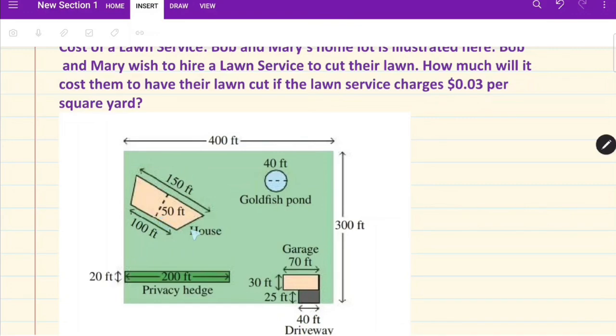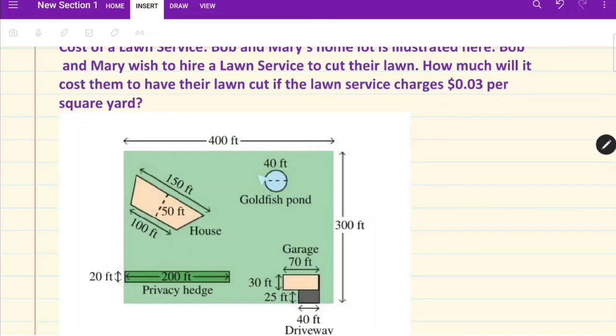First of all is the house, and we see that the house is a trapezoidal shaped structure. It has a height over here, which is 50 feet, and the bases, because in a trapezoidal figure, the bases are of different measures, right? So one is 150 feet, the other end is 100 feet. So this is the area of the house, which is trapezoidal in shape.